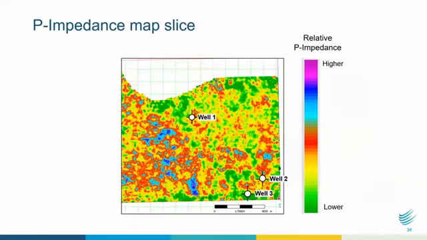Here is a map slice of inverted P impedance over the geothermal target with wells on top. So we can see some zones with relatively low P impedance, again shown here using green color. We see these low impedance zones over the entire map and around the well locations particularly.